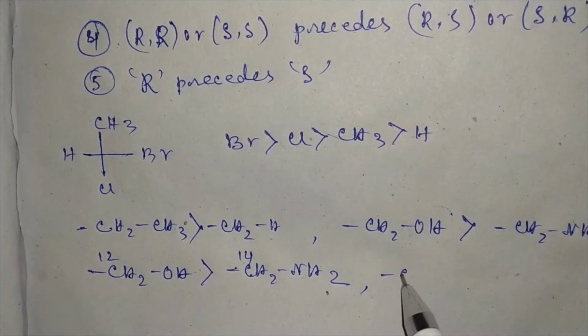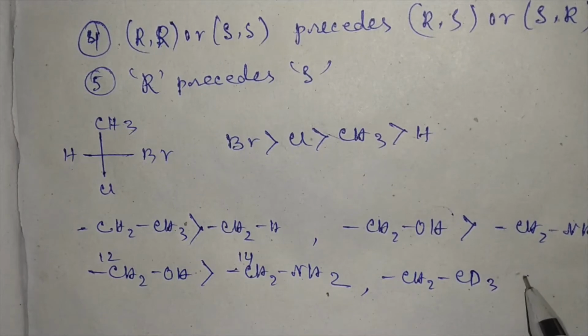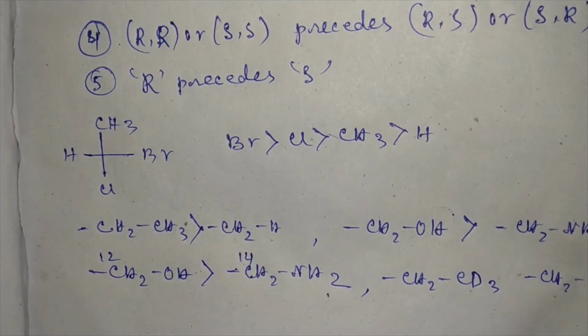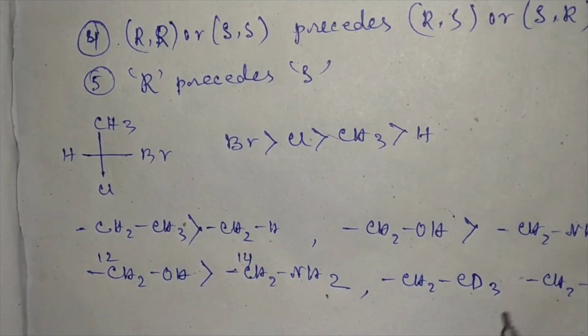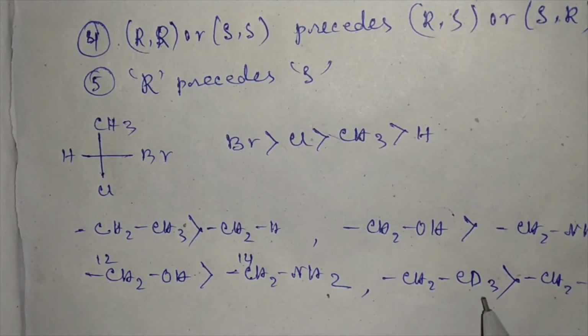Another example, CH2CD3 and CH2CH3. It will have higher priority because the D will precede H.